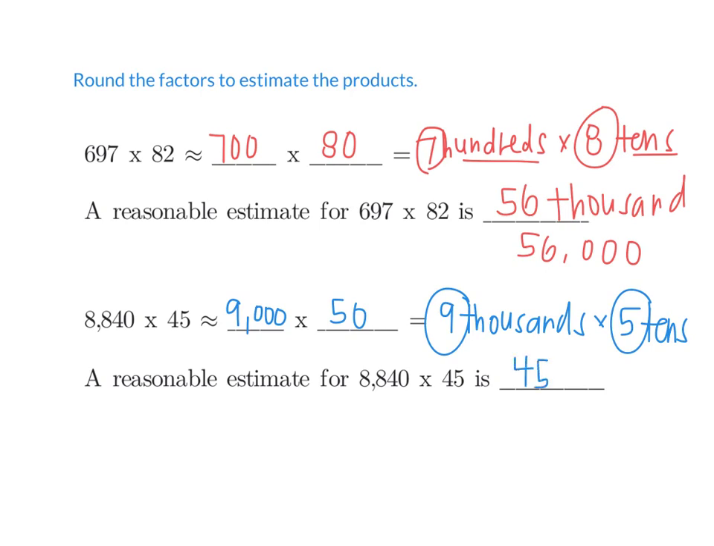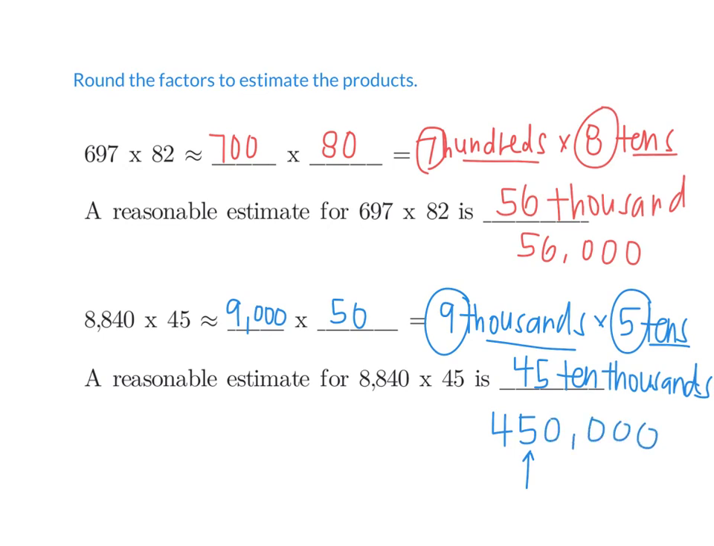And then if I have thousands times tens, that's what? 10,000s. Good. So a pretty good estimate is going to be 45 10,000s. Now, of course, if I write that in standard form, I need the 5 to be in the 10,000s place, which would then mean I add the zeros. So it's 450,000.